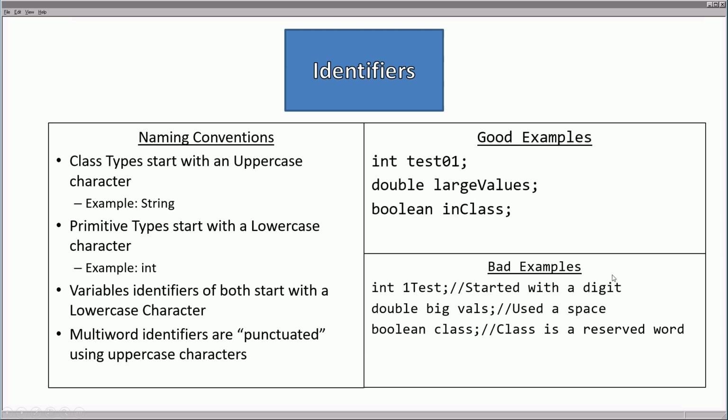Now down here are some bad examples. This variable started with a digit. We can't do that. That's a syntax error. This variable has a space in between it, and we cannot use spaces. But we still want it to be readable, so this is why we uppercase every other word after it. And this one, booleanClass. We know that class is a reserved word in Java, so this would be an error as well.